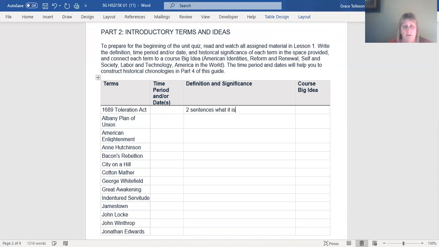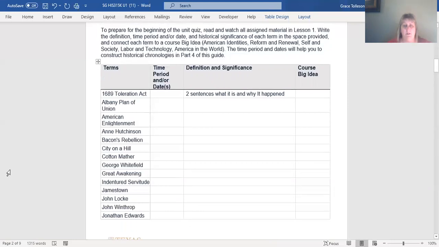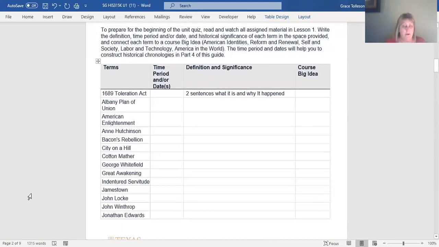What it is and why it happened. Okay. What it is and why it happened, why it is important.